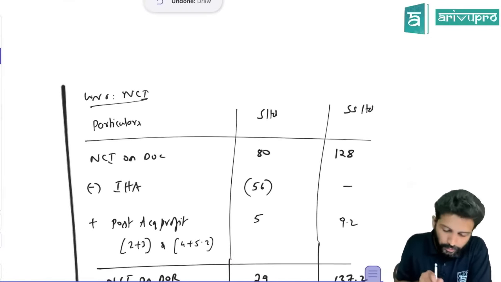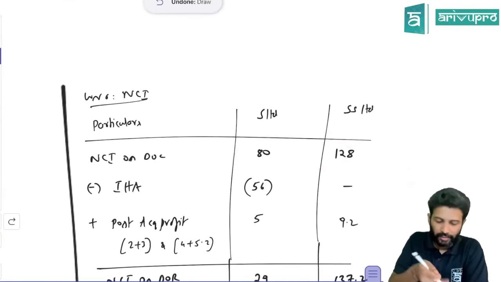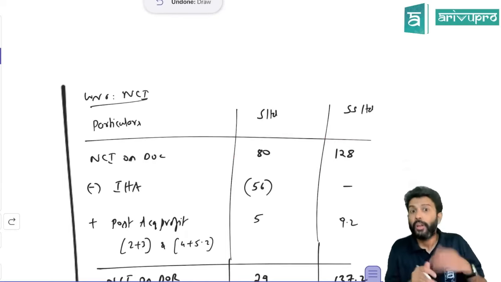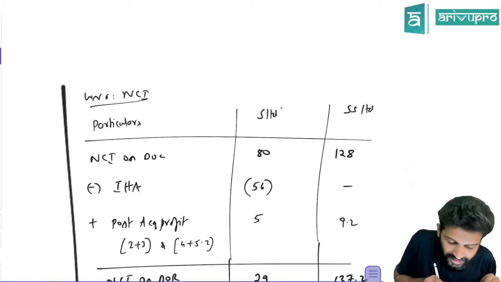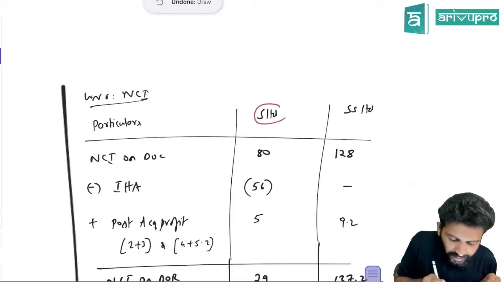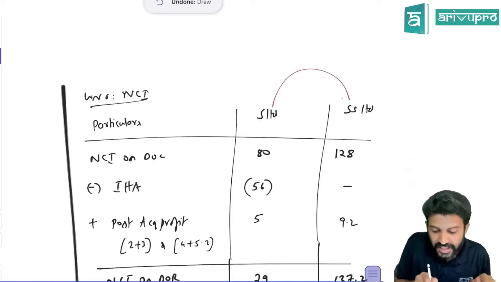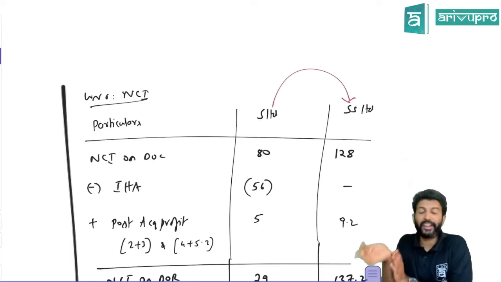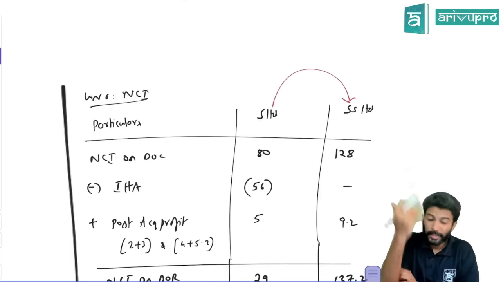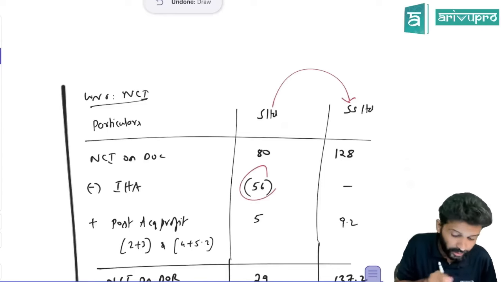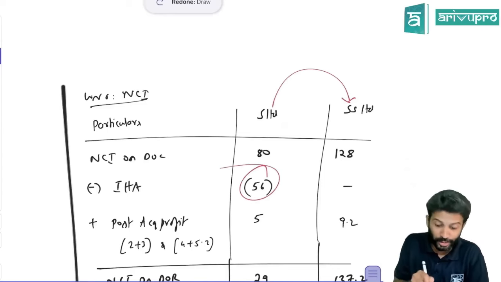So NCI on the date of control we already have. On the goodwill working note we have, I've copied it. Then what do you do? Don't directly add post-acquisition profit. You have to reduce IHA, no? Right? So NCI was a shareholder in S Limited. Yes, S Limited invested in SS Limited. So when S Limited invested in SS Limited, 20% of the investment came from NCI's share. So that means NCI of S Limited you need to reduce. Be careful where you reduce. Don't reduce it from SS Limited.